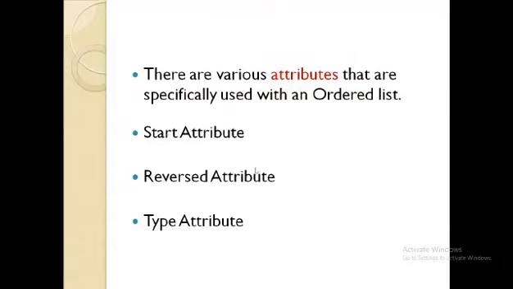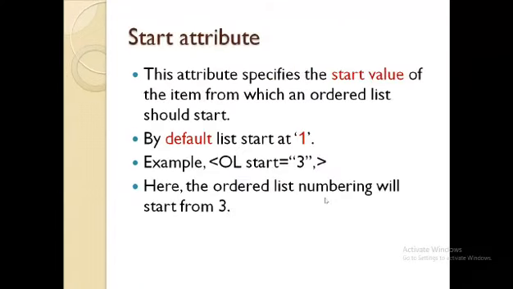Now, there are various attributes that are specifically used with an ordered list: the start attribute, the reversed attribute and the type attribute. What is a start attribute? This attribute specifies the start value of the item from which an ordered list should start. By default, lists start at 1. Example: OL start equal to 3. Here, the ordered list numbering will start from 3.